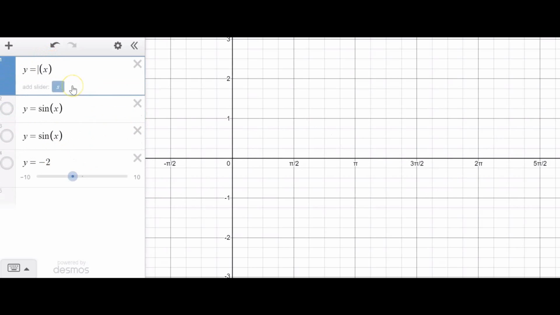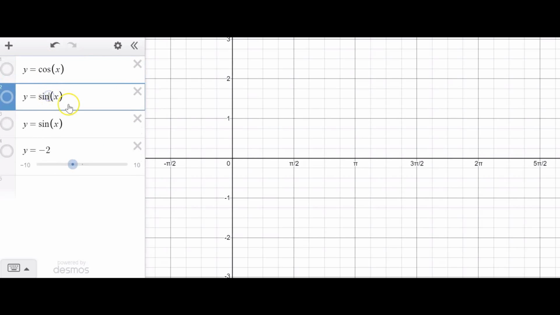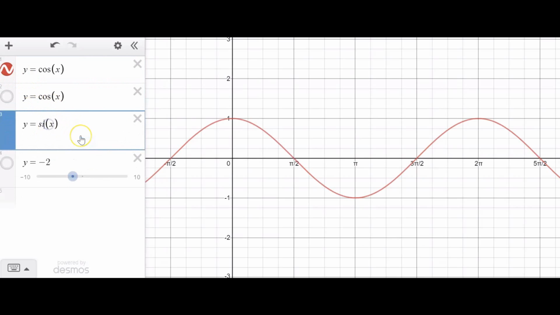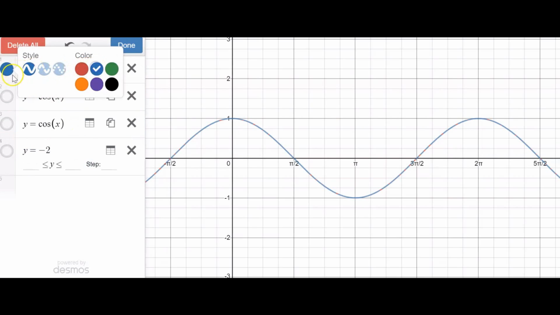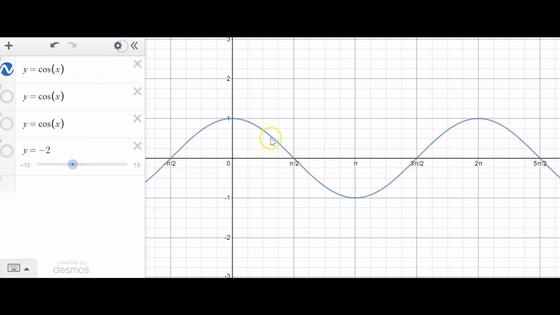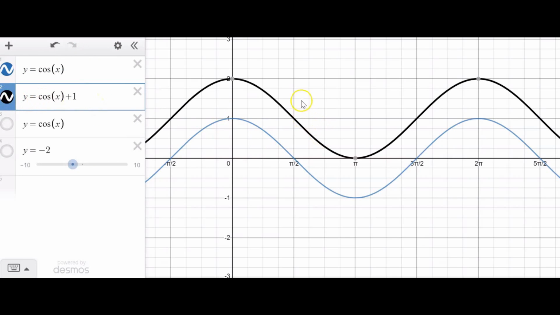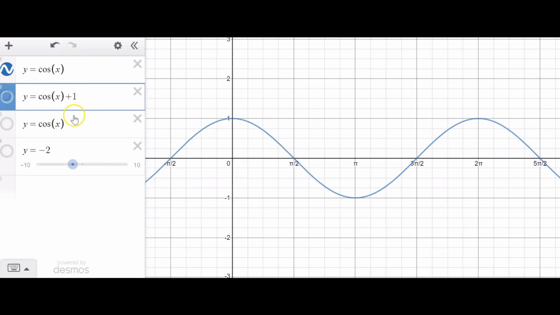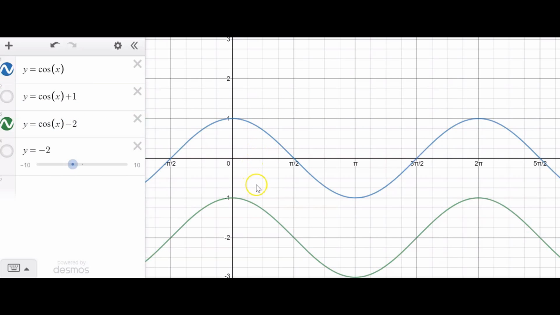So let's say that these were cosine instead of sine. Put the original cosine, there's cosine. All right. Now I believe last time when we did cosine, we did it in blue. So here's the original cosine. Well, if we do cosine plus 1, look, it's shifted up 1. Or if we do cosine minus 2, it shifts down 2. And so it does the exact same thing to cosine as it does to sine. It shifts it up or down by the number on the end, okay?